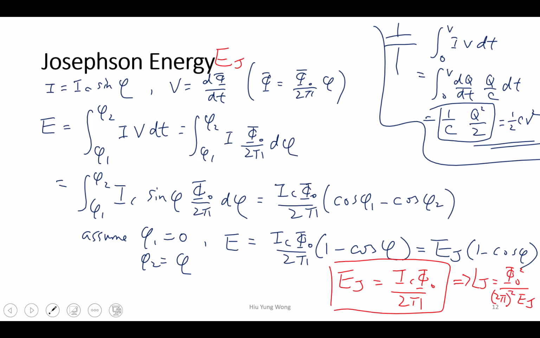Is that okay? It's just like the capacitor, half CV squared. C is the characteristic of the capacitor. EJ is the characteristic of the Josephson junction. You have IC phi naught. IC is the characteristic, right? And then it depends on the phi.